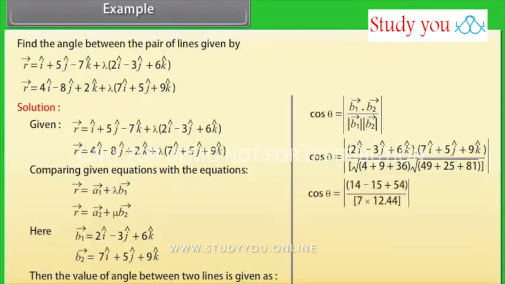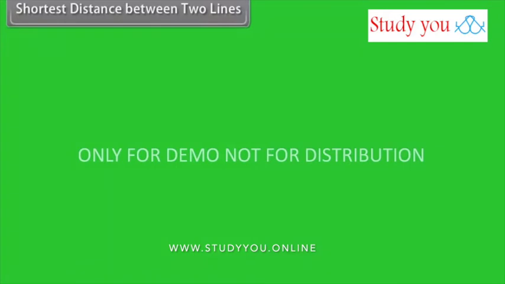Cos theta equals modulus of 14 minus 15 plus 54 divided by 7 into 12.44, which equals modulus of 53 by 87.08. Theta equals cos inverse 53 by 87.08. Theta equals 52.51 degrees.